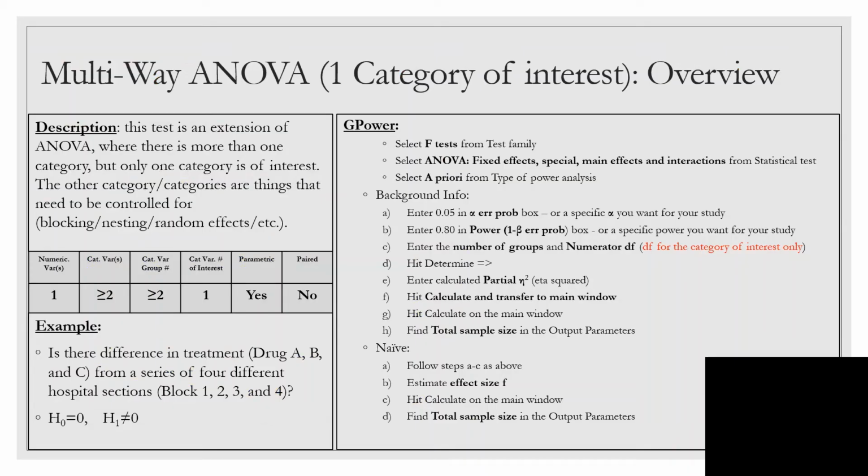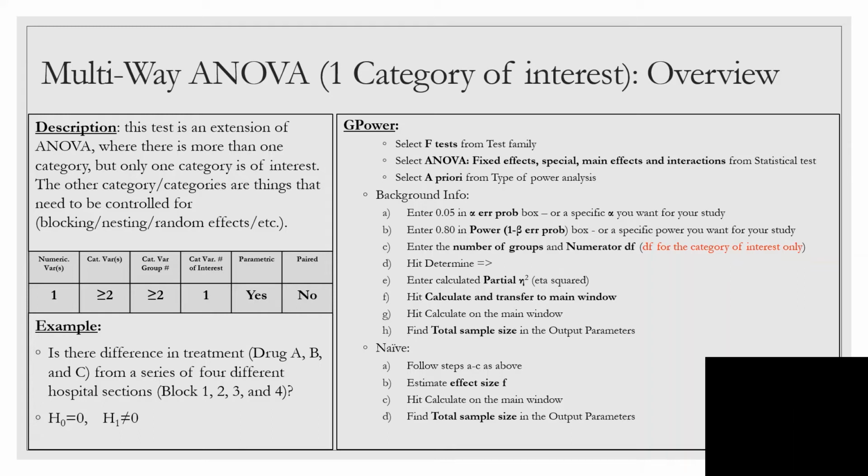Now, let's take a look at what we call multiway ANOVA, but specifically only one category of interest. So this is an extensive ANOVA, where you could have more categories. So instead of looking at age, so young, medium, old, you could look at age and occupation, doctor, nurse, anesthesiologist.